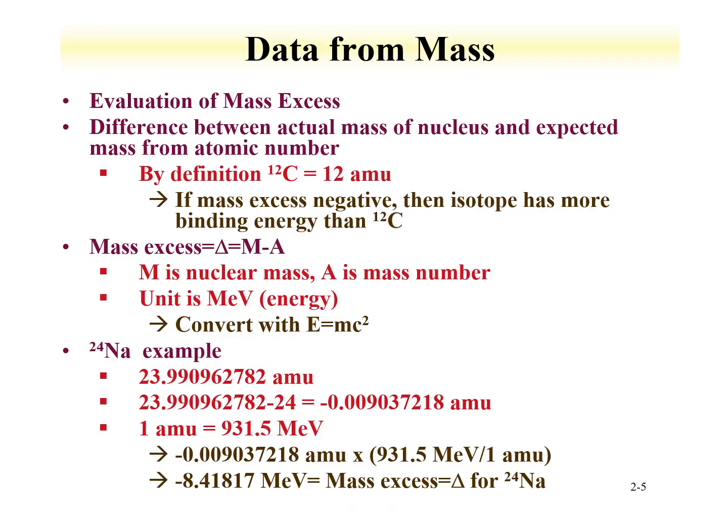From the first introduction of this lecture, we said that mass is going to be an important consideration in determining nuclear properties. So look at it this way. We can evaluate the mass of a given isotope. And what's the difference between the actual mass of a nucleus and the expected mass from the atomic number? So, for instance, if we define carbon-12 as 12 AMU, that's the definition, we can talk about something called a mass excess. If the mass excess is negative, then the isotope has more binding energy than carbon-12.